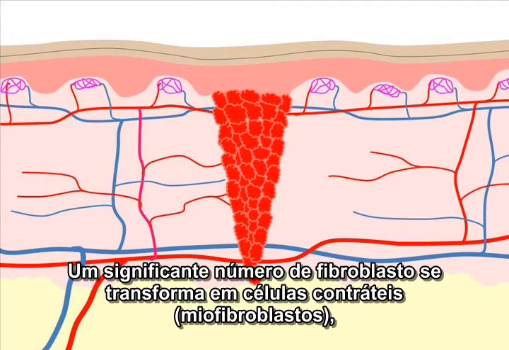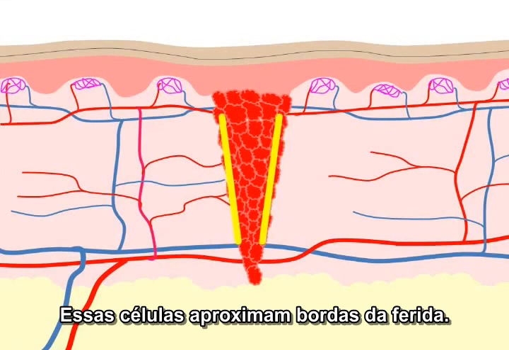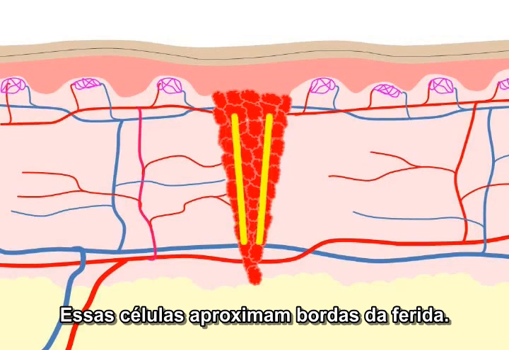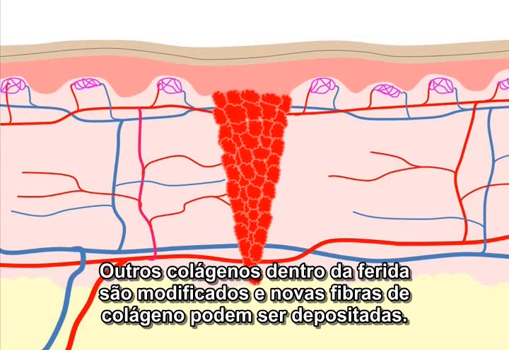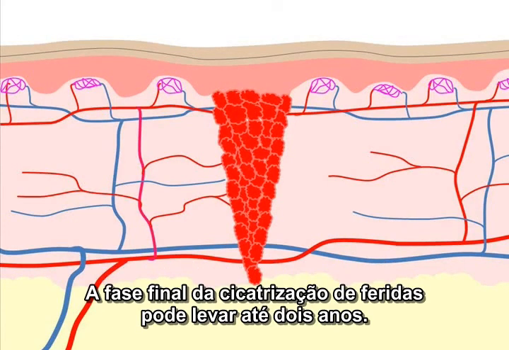A significant number of fibroblast cells are transformed into cells that function somewhat like muscle cells. These cells grip the edges of the wound and slowly contract, causing the wound edges to draw together. Older collagen within the wound is continually being degraded so that even greater amounts of new collagen may be deposited in ways that hold the progressively contracting wound together.